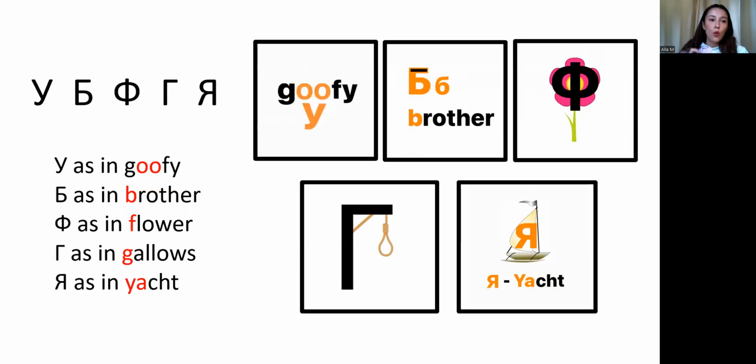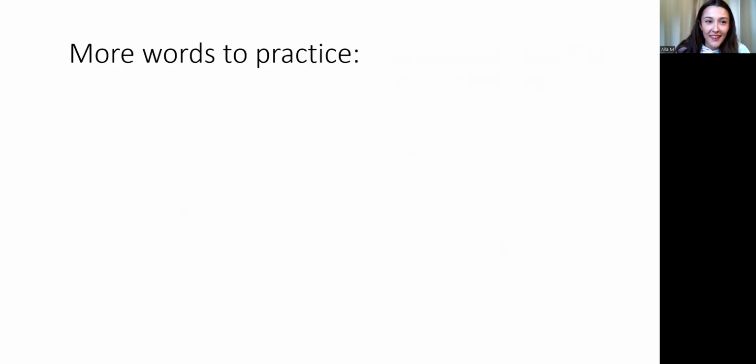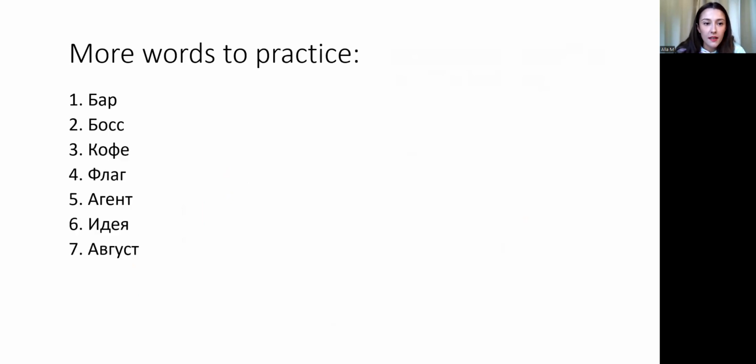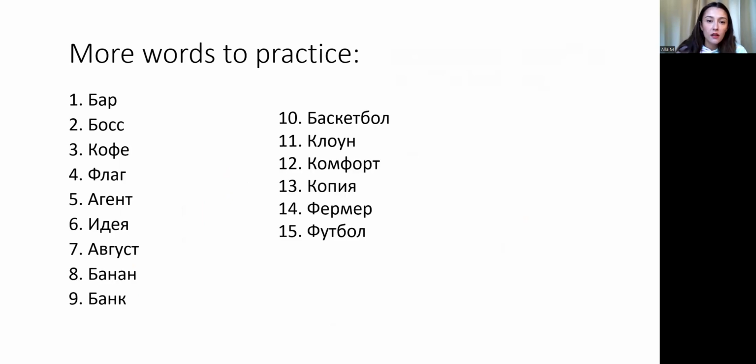Let's recap. U, B, F, G, Ya. U as in goofy, B as in brother, F as in flower, G as in gallows, Ya as in yacht. Good, good, wonderful. More words to practice. And again, you gotta stop it right here and then come back after you've practiced all the words on your own. I'm gonna read it out loud now.